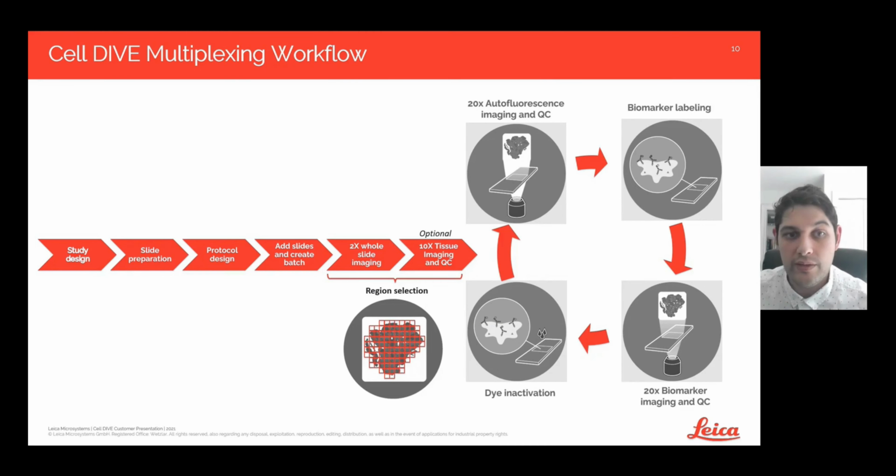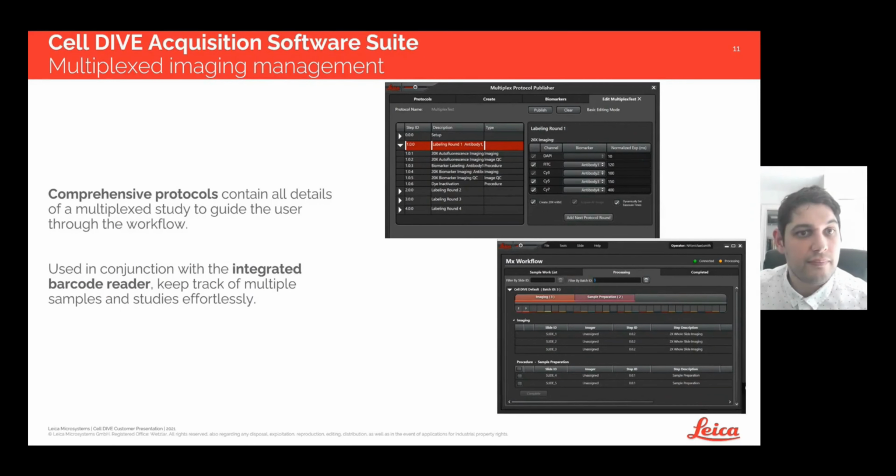be undertaken. To help you along with this process, you might imagine if you have multiple different studies or multiple different batches of slides, there's a lot of bookkeeping. The Solid Acquisition software suite includes multiplex imaging study management tools. The slides are barcoded so that the imager knows what step of the protocol they're a part of at any given time. And that's not something you have to keep track of manually. The protocols that you write in the software contain all the details of the study to guide you through the workflow. And again, with that barcode reader, you're able to keep track of multiple samples and studies effortlessly.